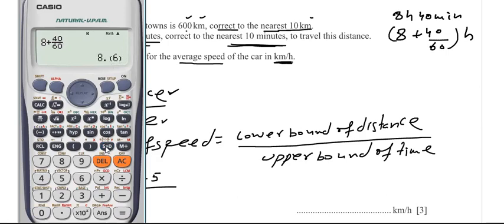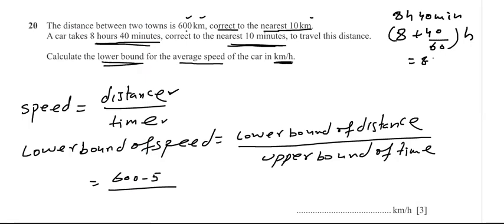So it will be 8.666, which you can round to 8.67. So that is 8.67 hours. Now change the minutes also into hours. If you have the 10 minutes, you have to convert it into hours. It will become 10 over 60, which will be 1 over 6. Then to find the upper bound of the time, this is the degree of accuracy.